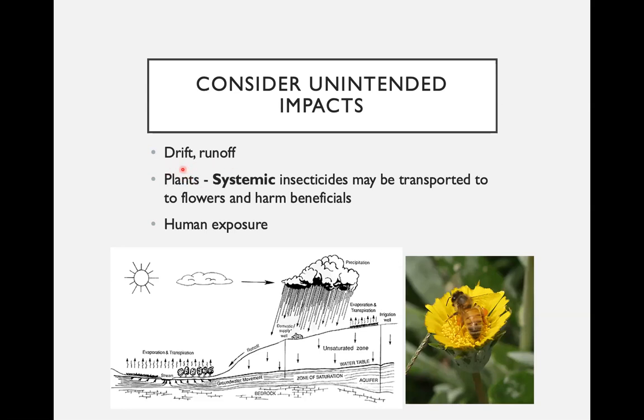Many of these pesticides can run off in water, they can drift in the air and be incorporated into other parts of the environment and harm many off-target organisms. Many of these are also considered systemic pesticides, where they can move within the various plant parts and end up in flowers and harm our pollinators like our native bees. So there are lots of unintended impacts, including human exposure as well, that we do need to read up on and consider before using anything like a chemical pesticide.